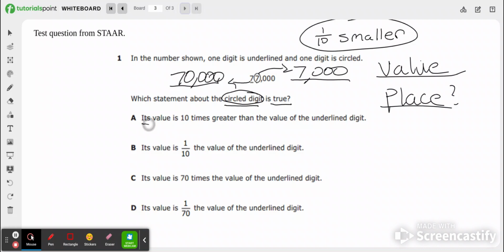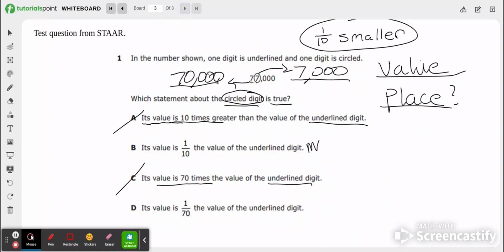So when we read these, we're going to think, is the value of the circled digit 10 times greater than the underlined digit? Well, the answer to that is no. We know it's less, so it can't be A. Is the value of the circled digit 1/10 the value of the underlined digit? Yeah, maybe. I'm going to put an M there for maybe because that matches my thinking, so that could possibly be my answer. C, is the value 70 times bigger than the underlined digit? Well, we know it can't be bigger because we know 7,000 is worth less, so it can't be C.